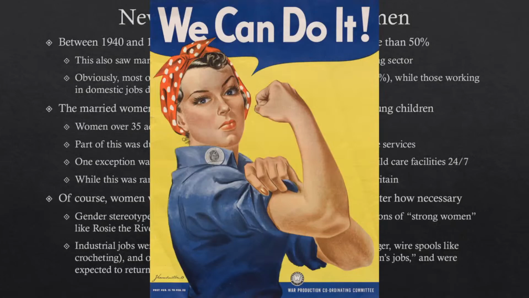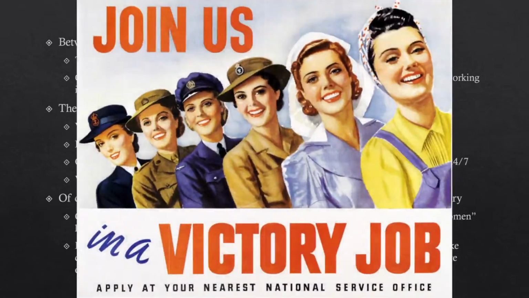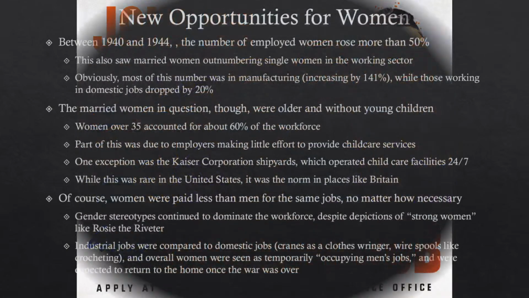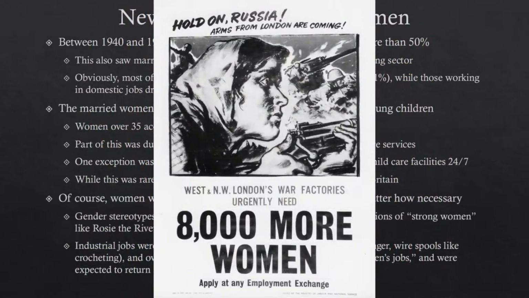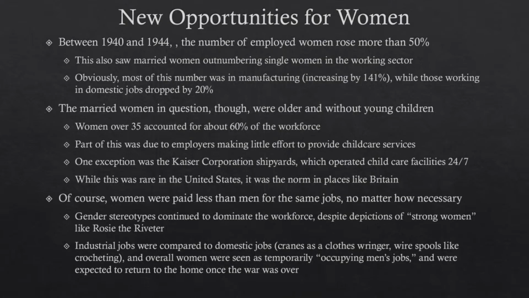Here's these child care facilities. You know, just come in, put your shoes on the table and go to sleep. There's Rosie the Riveter. I'm sure everybody's seen that at some time or another. Join us in a victory job. That's a really cool way of putting it. I mean, have a job that helps us come to victory over, you know, the evil, scary Nazis. And also Imperial Japan, I guess. This is a British thing. Hold on, Russia, arms from London are coming. Because the Russian women were out there fighting. One of the best snipers in Russia was a woman during the war.